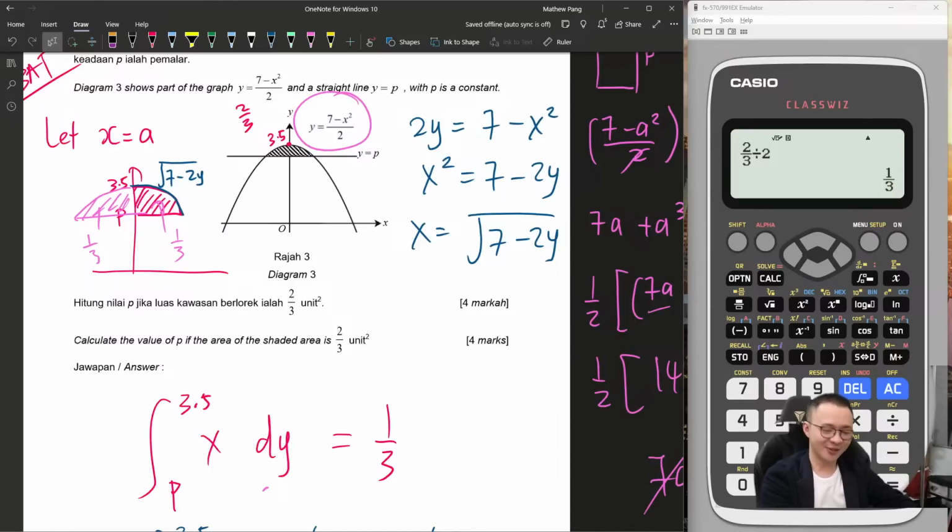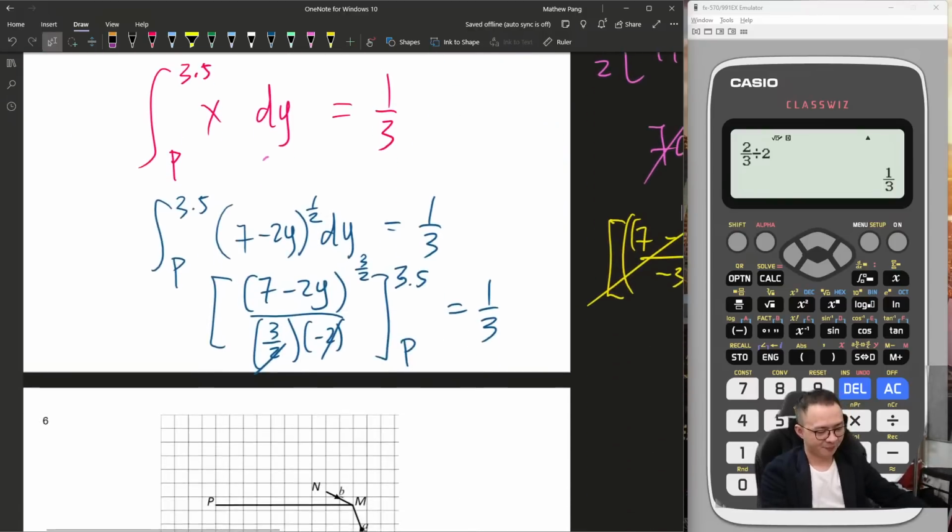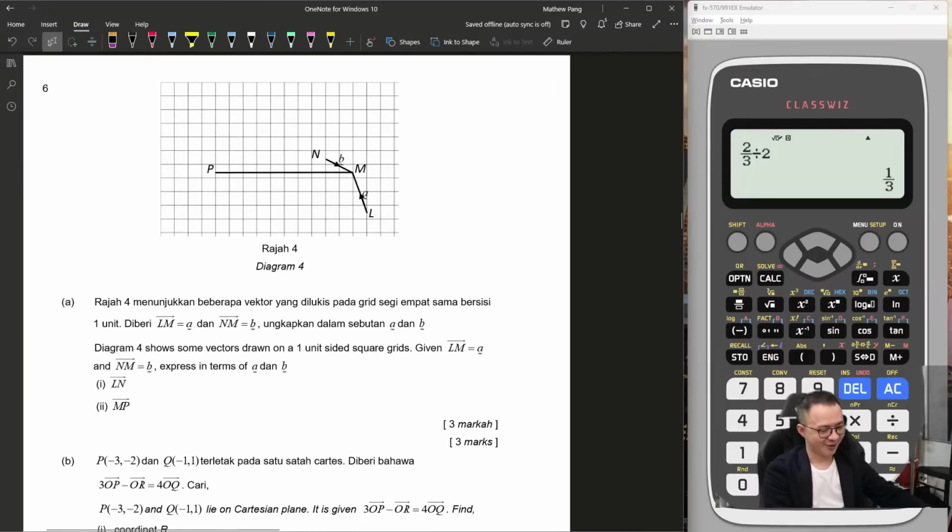Okay, so let's move on to the next one. Okay, number 6. The diagram 4 shows some vectors drawn on the one unit sided square grid. Given LM equals A and B equals B, express in A and B for this one.